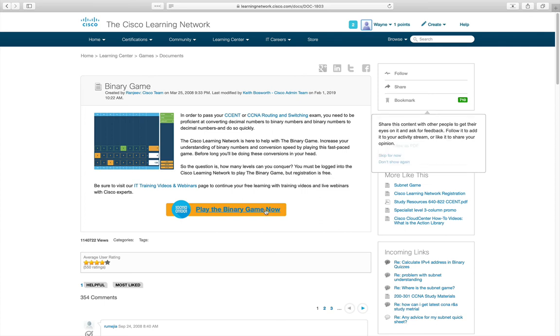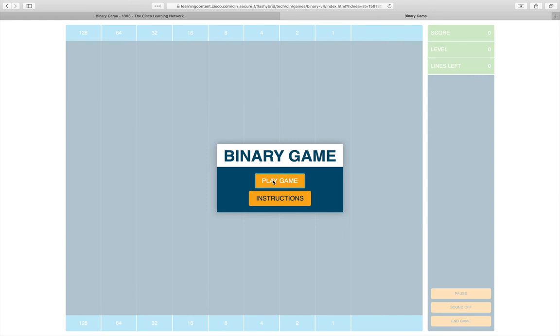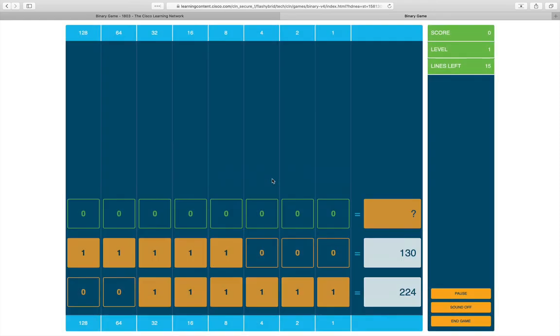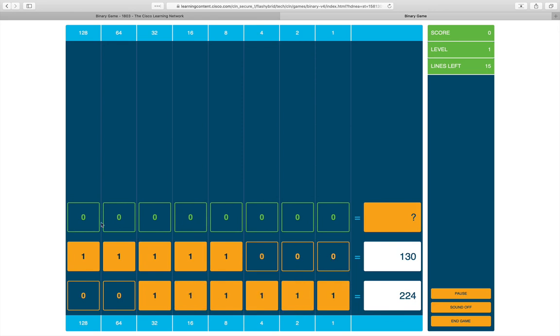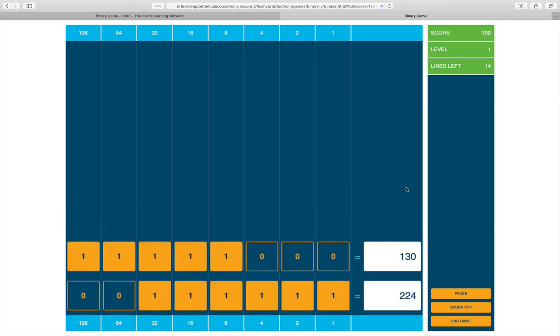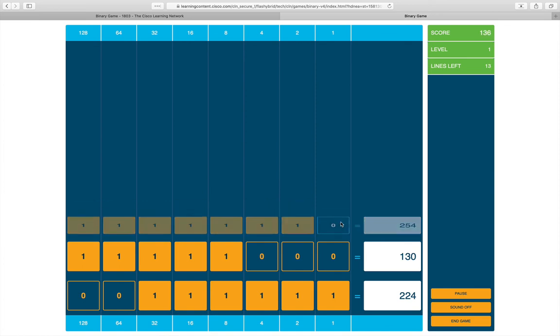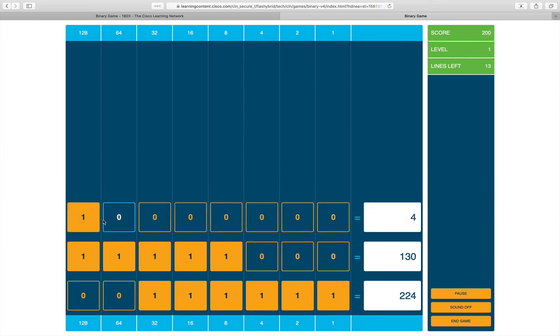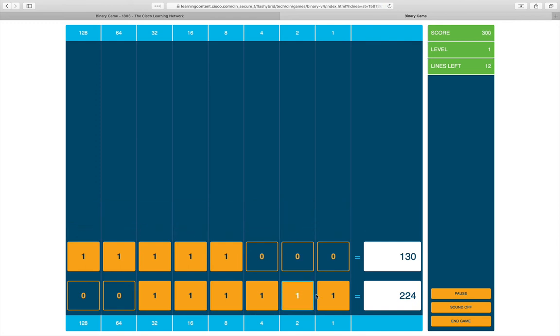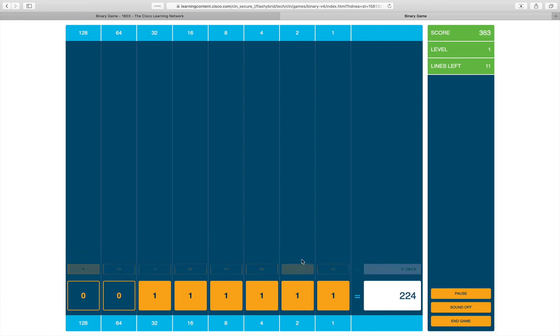Now, if I click on this, you can read the instructions, but I'm just going to play the game. So here is one that's basically saying, what does this equal? Well, that's 0. So I put a 0 in there and check it. Then it's saying, does this equal 254? No, it doesn't. I need to flip the bits, all the bits at that one, and it goes away. Does this equal 4? No, it doesn't. This one equals 4. Is this 130? So that should be 128 plus 2.